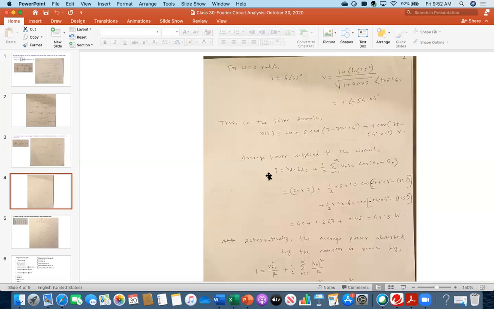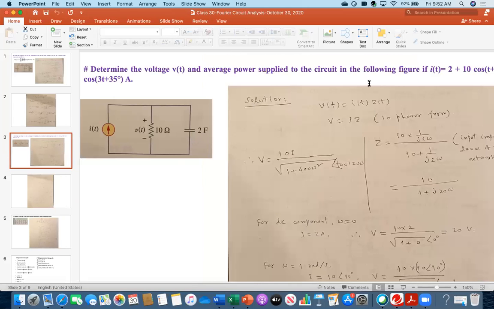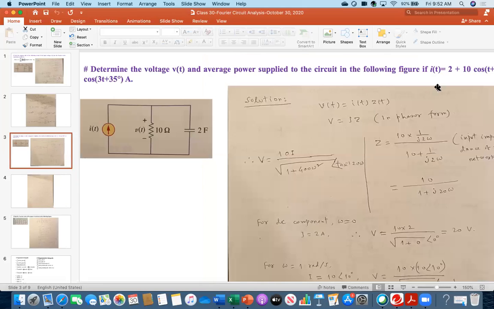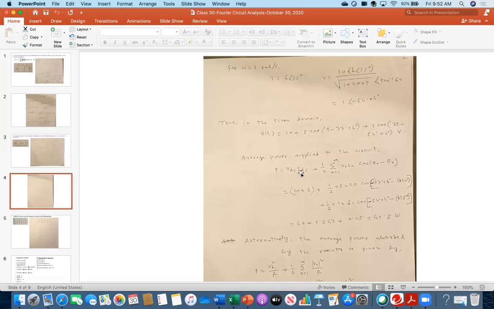Because I have the DC component here, in the current I got the DC, and finally in the voltage also I got the DC term 20. So I am writing P equals V_DC times I_DC. Just think about the DC circuit. How do you calculate the power? Just voltage multiplied by current. So V_DC multiplied by I_DC. This 20 is your V_DC, you see that I put. What is your I_DC? Your I_DC is 2, what was given. So that I am doing. So the first part is done.